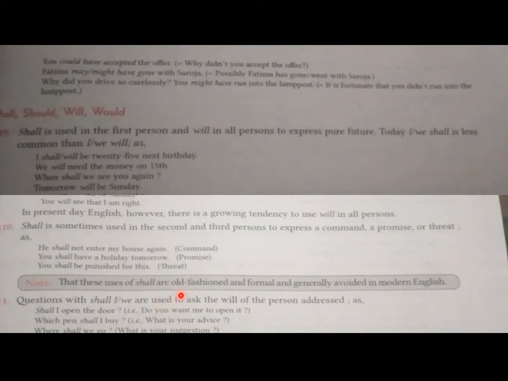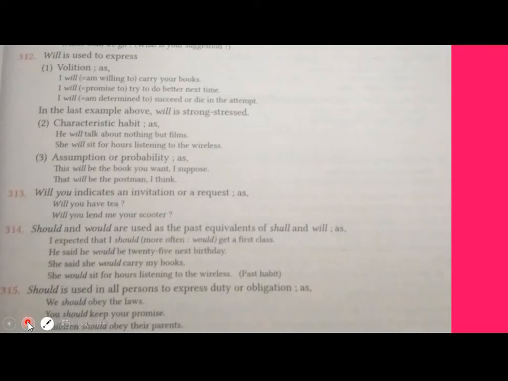Shall I or shall we are used to ask the will of the person addressed. Like, shall I open the door? That is, do you want me to open it? Where shall we go? That is, what is your suggestion? Now, let's see the next one.